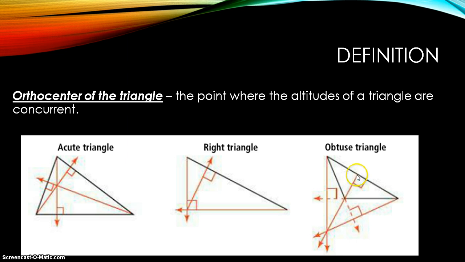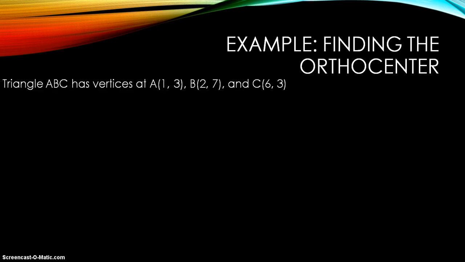Now this is the one that the altitude ends up being inside, so we're going to continue the opposite direction. When we continue those lines, you'll find in an obtuse triangle they're going to meet outside of the triangle. So what I'm going to do is an example to find the orthocenter.